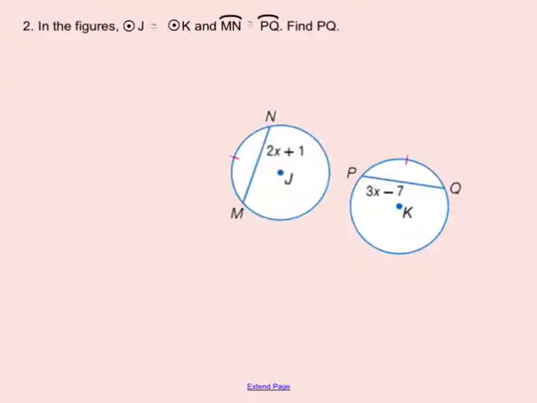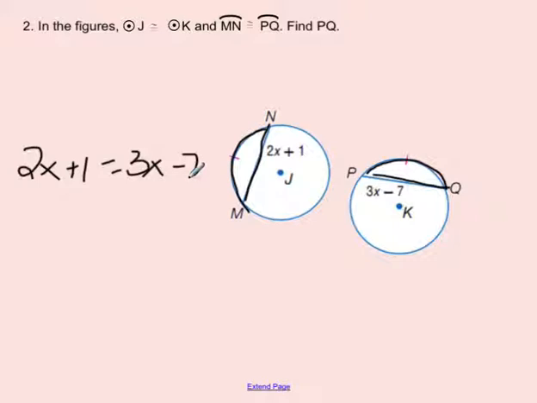Let's take a look at this next one. In the figure, circle J is congruent to circle K. Arc MN is congruent to arc PQ. What does that mean? That chord MN is also congruent to chord PQ. So that means that 2x plus 1 is equal to 3x minus 7. So now we're going to solve that for x.